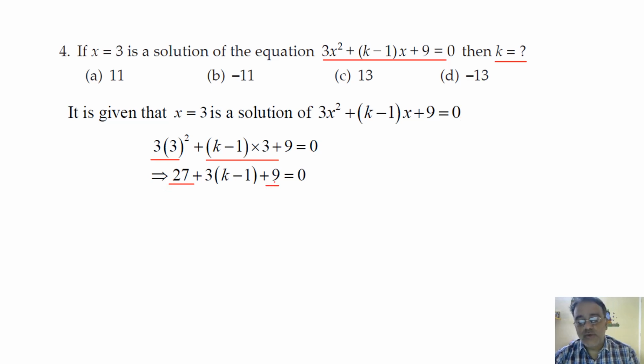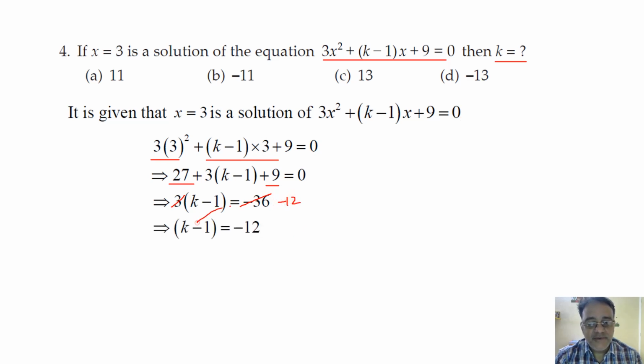We can shift it to the right hand side. Now 36 we can cancel with 3. We are getting minus 12. फिर minus 1 को इधर shift कर लो, plus 1. So what is the value of k? Minus 11. Right. So now we are moving toward question number 5.